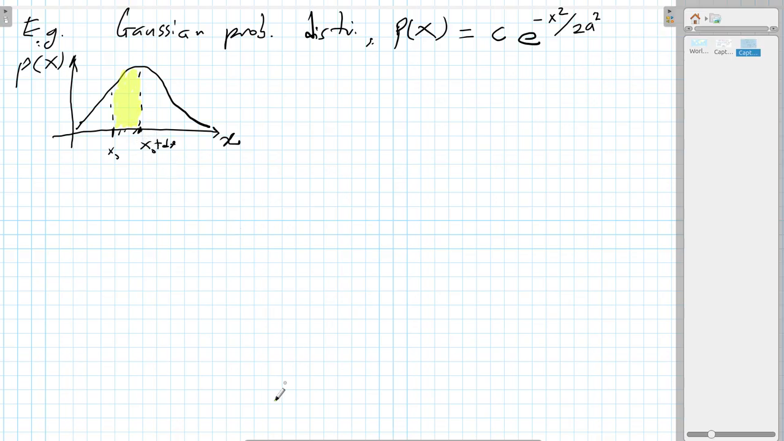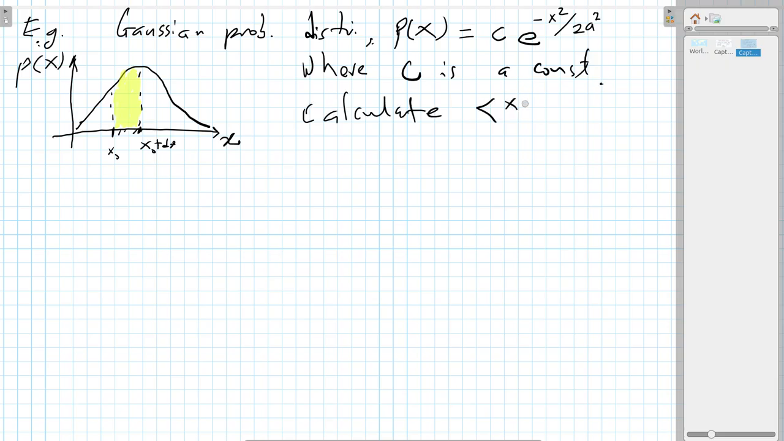So the setting of this example is that, given this probability distribution, where maybe I write here c is a constant, how do you calculate the average of x and the average of x squared?